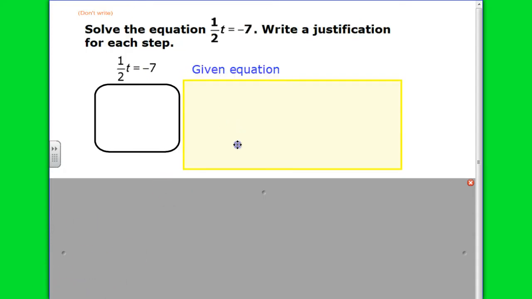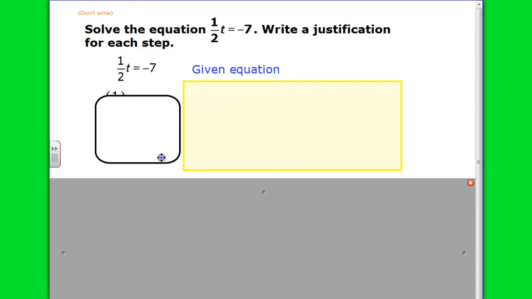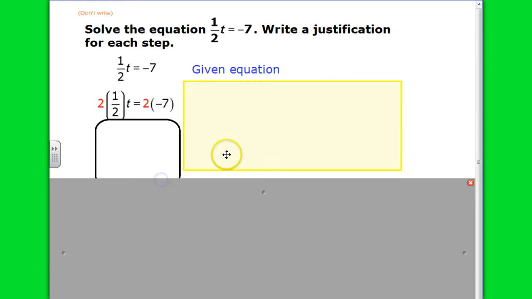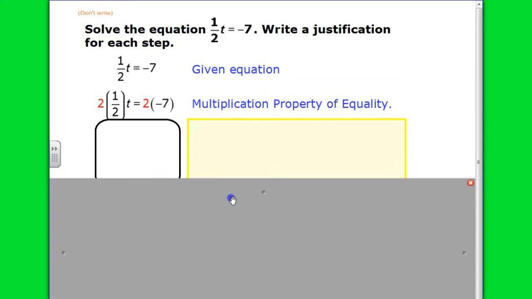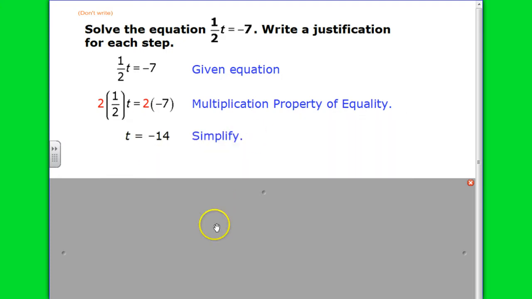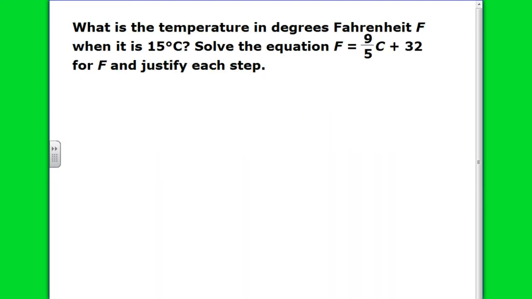Okay, so the first step was given. The next step was let's multiply, right? Multiplication property of equality, and simplify, and we have it. Let's see if you can solve this and justify each step. Go ahead and read it, come back when you're ready.